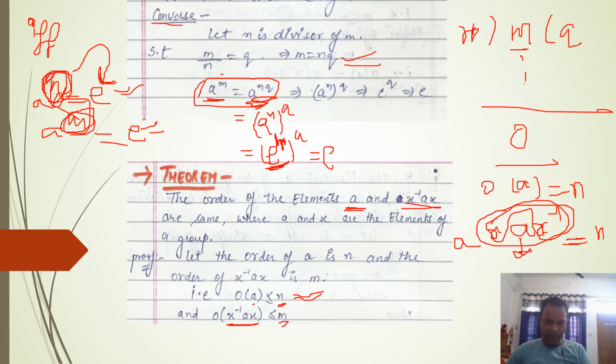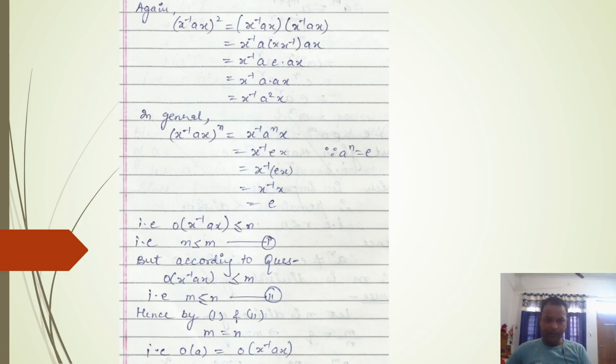Here this is our assumption, and we are taking a contradiction here. We are assuming that the orders of both these elements are different. So the order of A is n and the order of x inverse Ax is equal to m. This is our assumption, but we wish to prove that n and m are both equal. In our previous slide, we have written that the order of x inverse Ax is equal to m. It means it will give an identity.